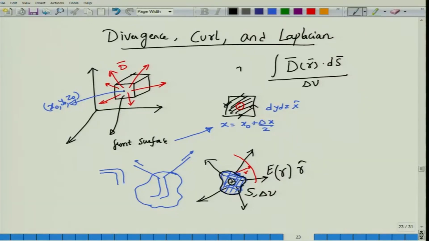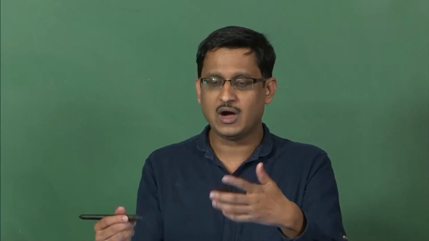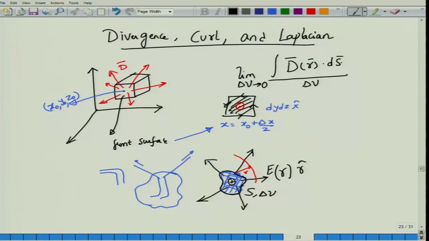And what happens if you start shrinking this volume, that is, you take the limit of this volume delta V to 0? If you take the volume and keep shrinking it more and more towards 0, and you still see this quantity to be non-zero, whatever D of r dot dS you obtain, then you say that this vector field D has a non-zero divergence. Then you represent that by writing divergence of D and defining this mathematically in this way.